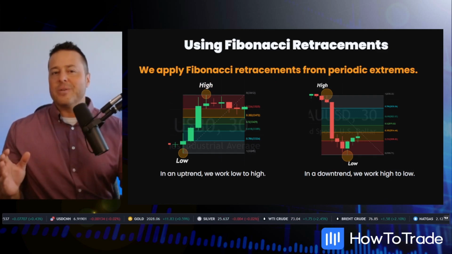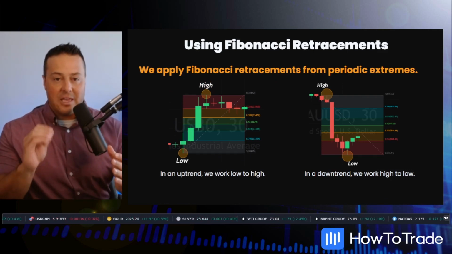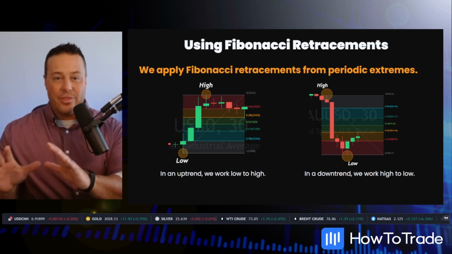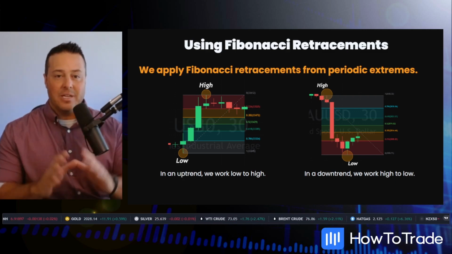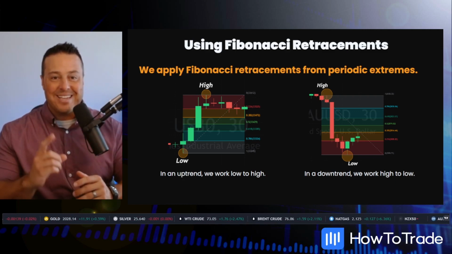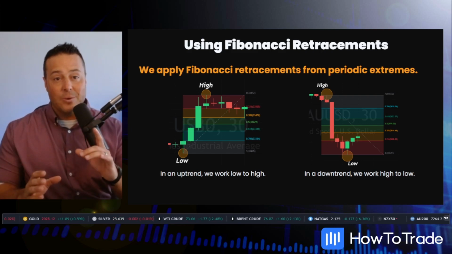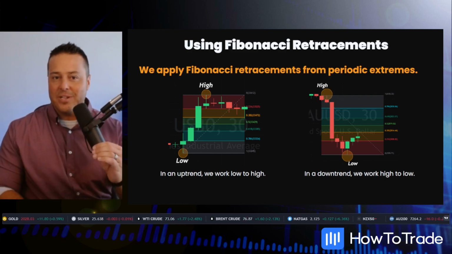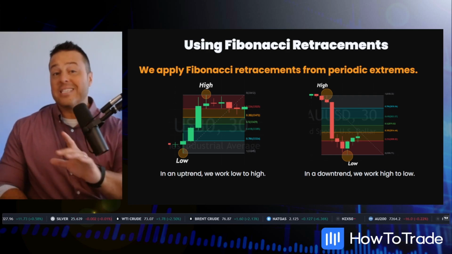When we use Fibonacci retracements, there's one primary thing to keep in mind. We begin and end the retracements at periodic extremes. This is a simple but critical concept. Accurate positioning of the retracement tool is vital to deciphering key levels. If we mess this up, our levels will be next to useless.